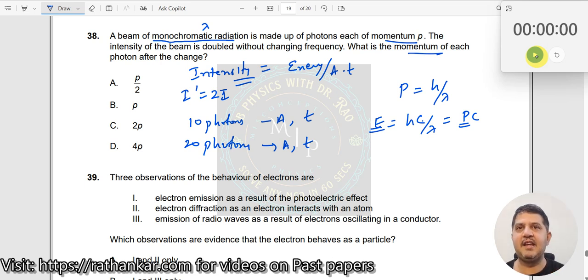Does it mean that any property is changing? No property is changing, right? So your photon's momentum, your wavelength, your frequency, everything remains the same. So there is no need to consider anything else. The answer is only B over here.